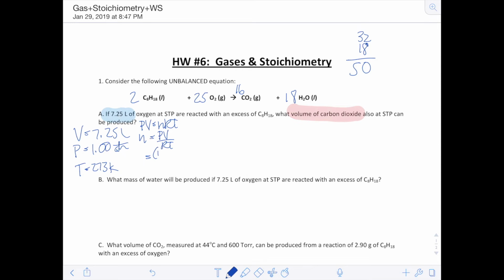So when I plug that in, I have 1 atmosphere times 7.25 liters all over my gas law constant, which is 0.08206 liters atm per mole Kelvin, times temperature, which is 273 Kelvin. So I'm going to put that in my calculator. That's 7.25 divided by 0.08206 times 273.